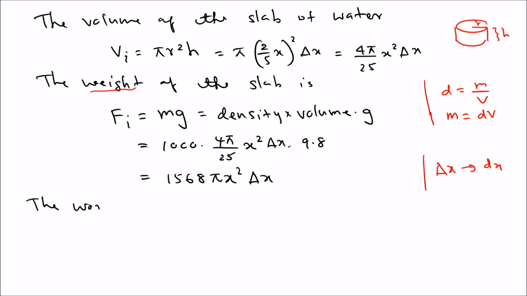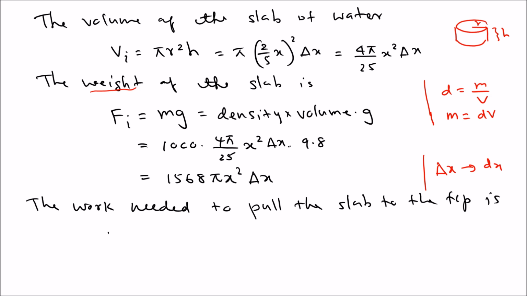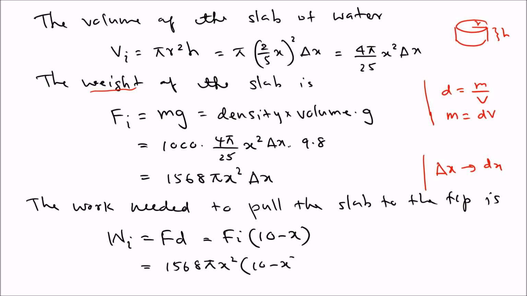So the work needed to pull the slab to the top is simply W, which is the F times the distance. F we already know, so that's F times the distance. How much? It is 10 minus x. That's how much you need to pull up. Now let's plug in here. If you plug in, you're going to get 1568 pi x squared (10 minus x) dx, delta x.